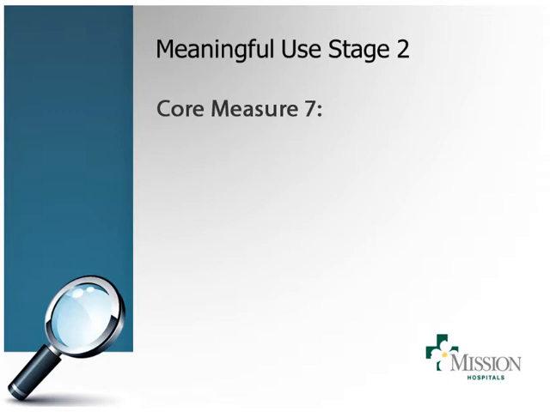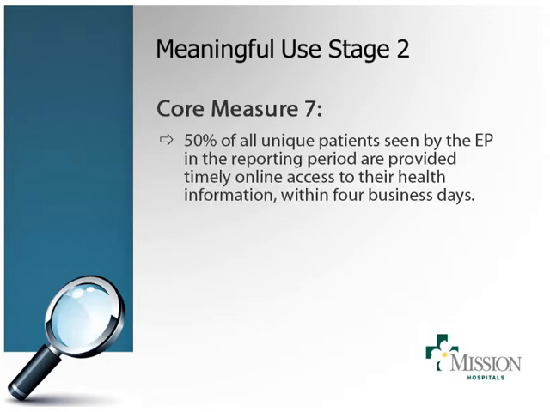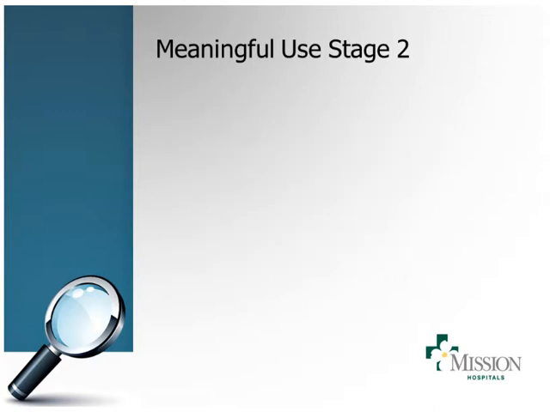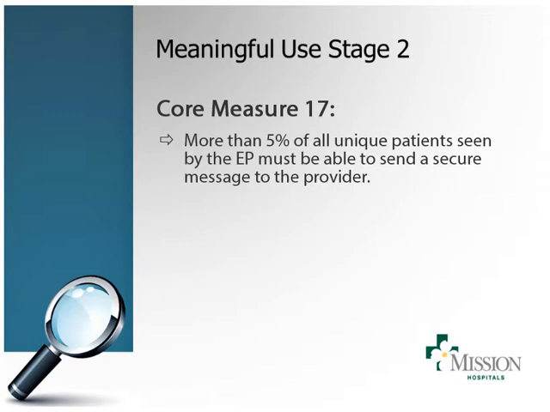Core measure 7. 50% of all unique patients seen by the EP in the reporting period are provided timely online access to their health information within 4 business days. More than 5% must be able to view, download, or transmit their health information to a third party. And core measure 17, more than 5% of all unique patients seen by the EP must be able to send a secure message to the provider.